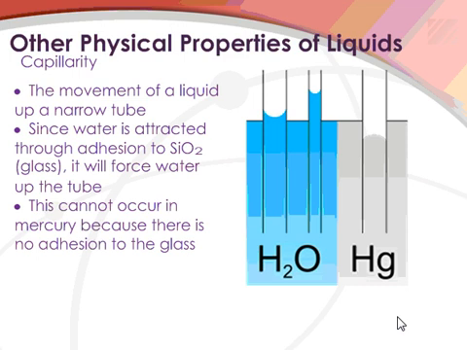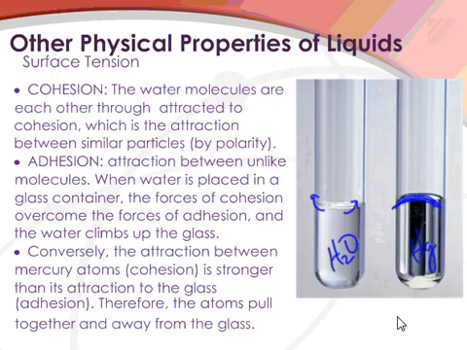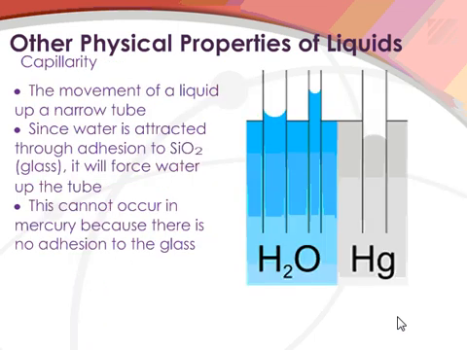All right, last one is capillarity, and this is the movement of liquid up a narrow tube. Again, same thing as on the last slide. It has to do with cohesion and adhesion and which forces can overcome each other. So since water is attracted through adhesion to silicon dioxide, which is glass, it will force water up the tube, but this can't occur in mercury because there is no adhesion to the glass.